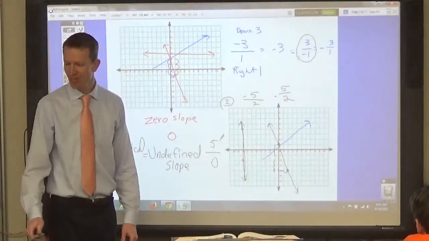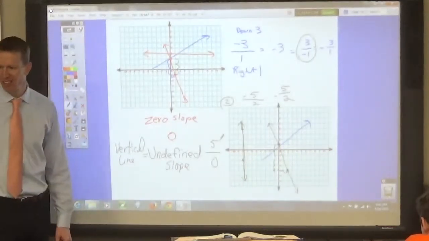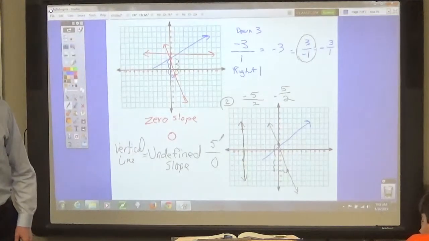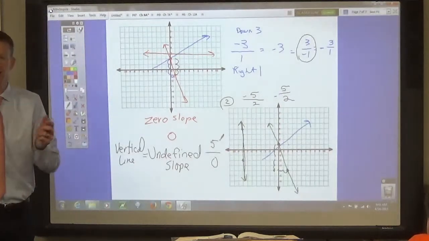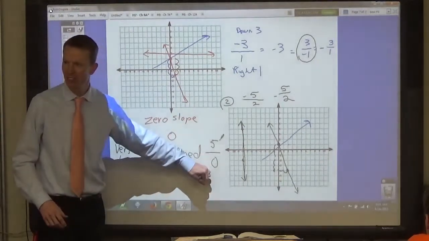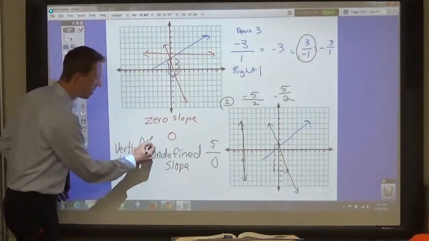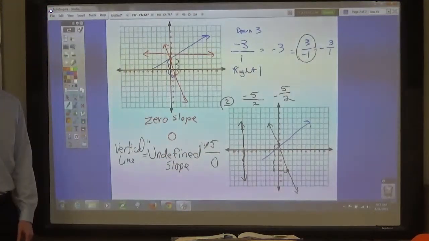Lindsay, can you read us what it says? That's a divide by 0. It's the divide by 0 error. Sometimes it'll say syntax error. You can't divide by 0. And so we call it an undefined slope. Okay?